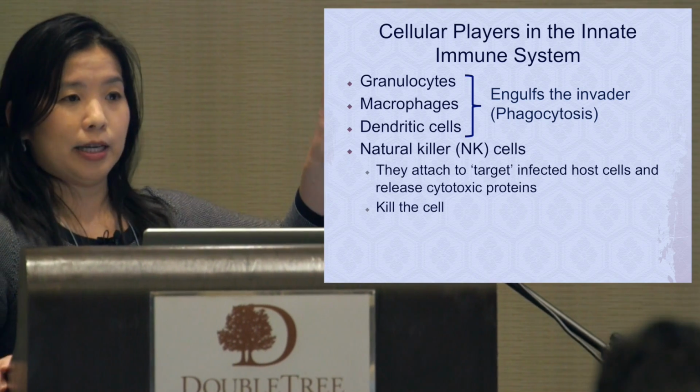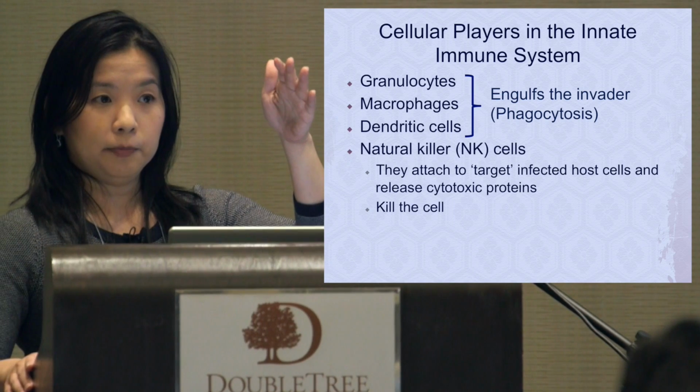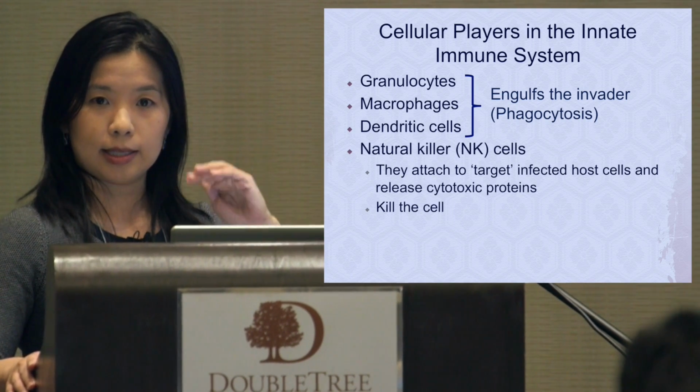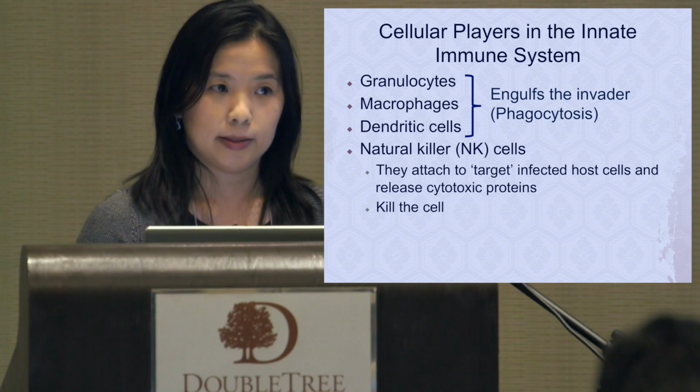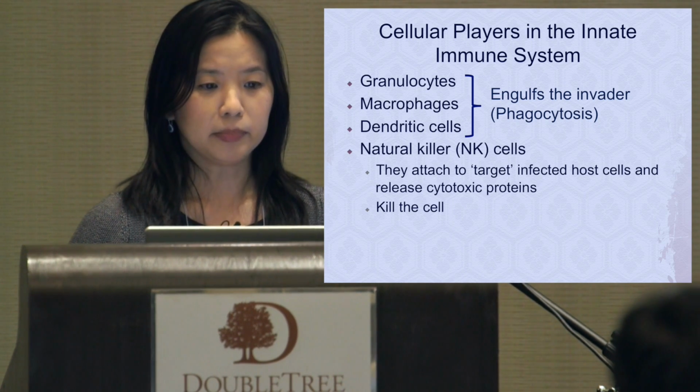But essentially, there are two types of innate defense. You have the skin barrier, the first barrier, and the cellular barrier, where you have two components: the killing cells and the eater cells. That's what you have in the innate immune system.